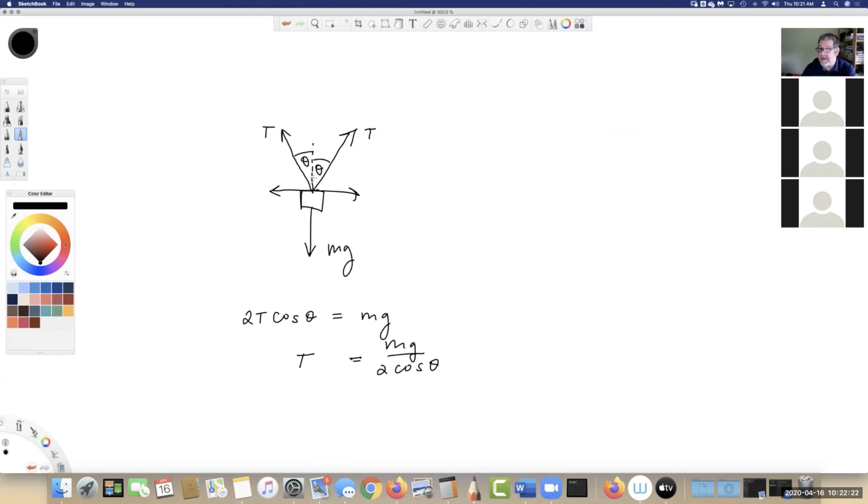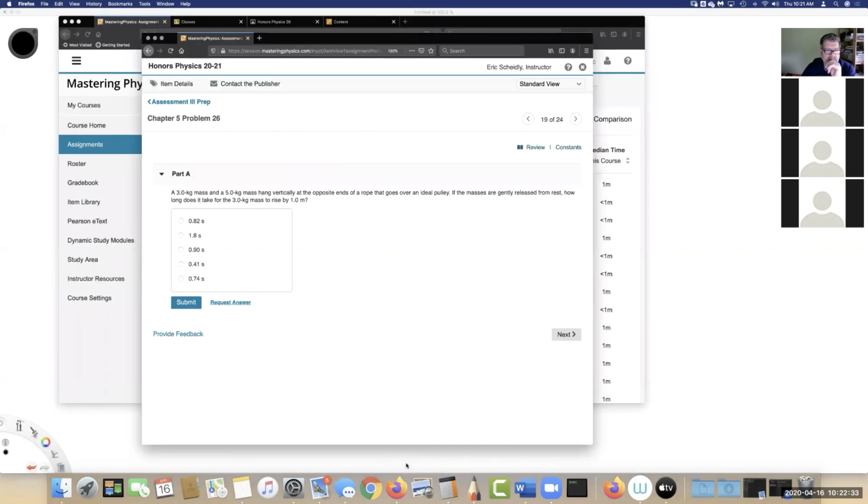You're going to get burned on that because someone's going to make this same problem, but they're going to draw the angle down here. And when they draw the angle down here, that angle is going to produce sine instead of cosine in the answer.